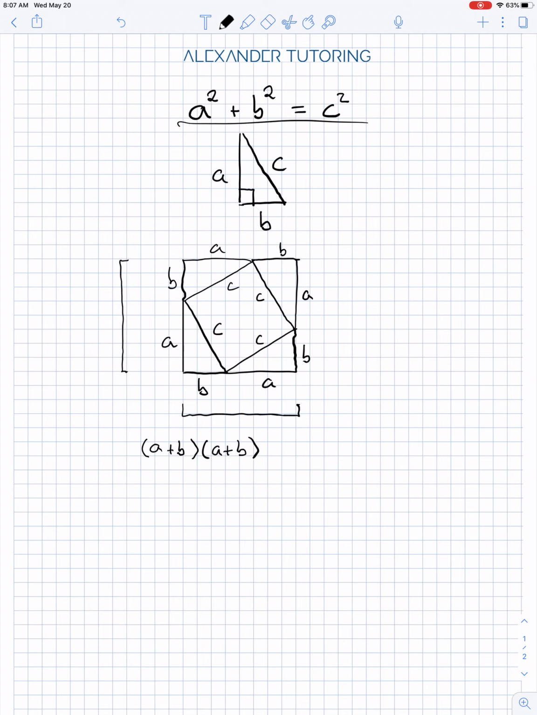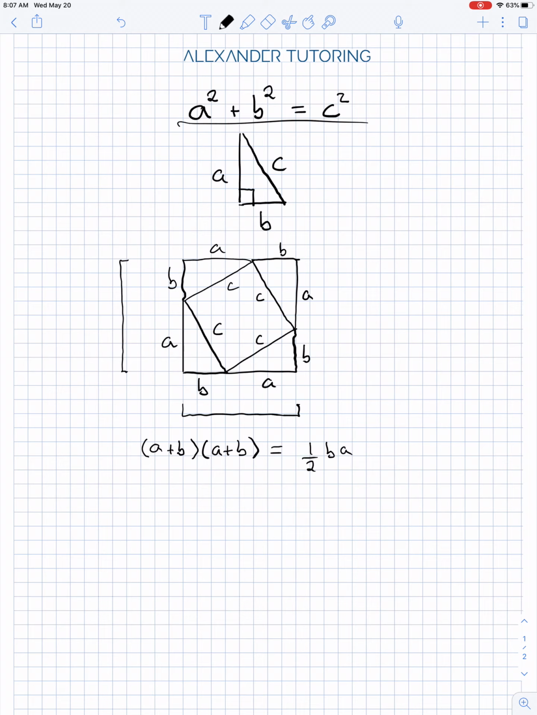Now, can you think of another way we could write the area of the entire object? Well, what we could do is just add up all the individual shapes, right? We got 4 triangles and a square. So what's the area of a triangle? Well, hopefully you remember that's 1/2 base times height. So the area of one of the triangles is 1/2 the base, which we can call b, times the height, which we can call a. So that's the area of one triangle.